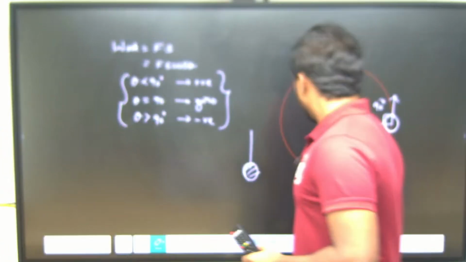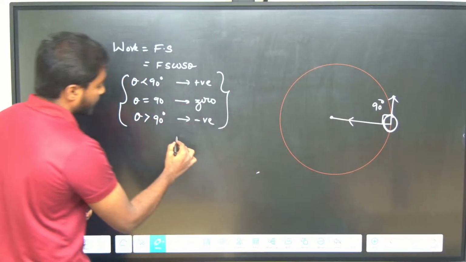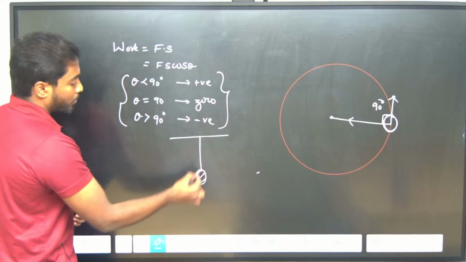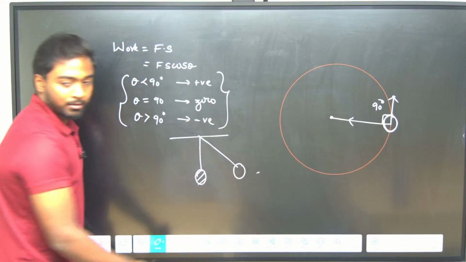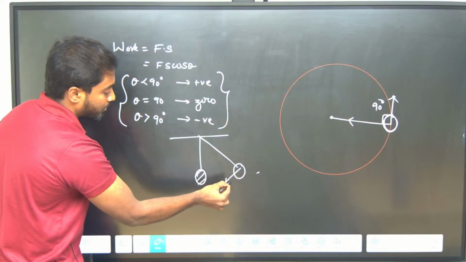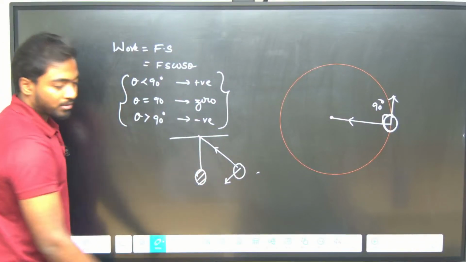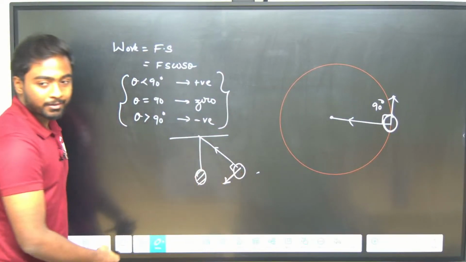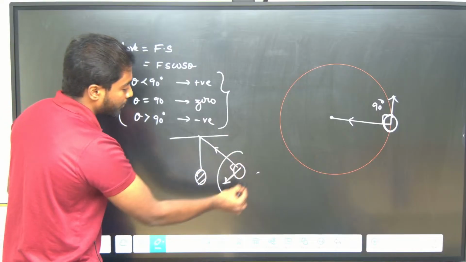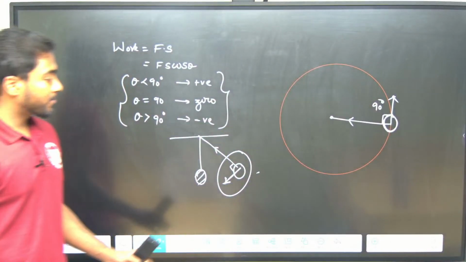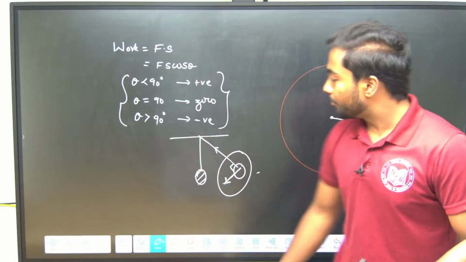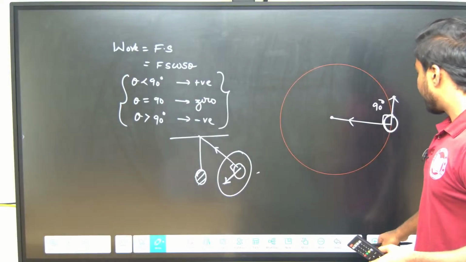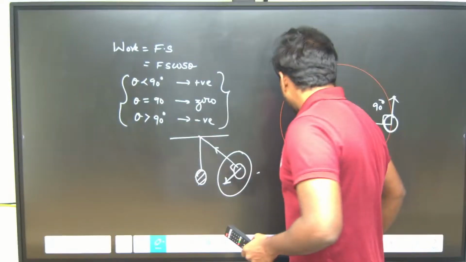One more example: the pendulum clock. It went to the extreme position and started coming back to the same position. The tension will be upwards, and the displacement is perpendicular to the tension, so here also the work done will be 0. These are examples where the work done is 0 even though force is applied and displacement happens. Now we'll see some questions.